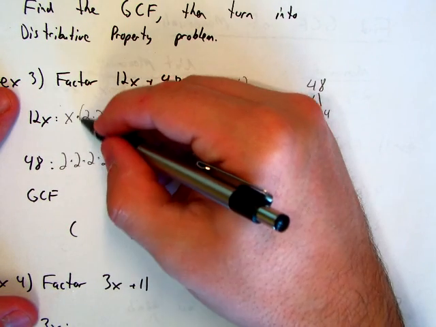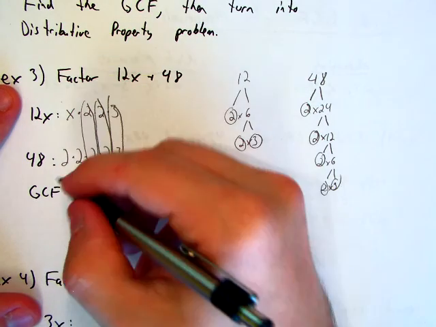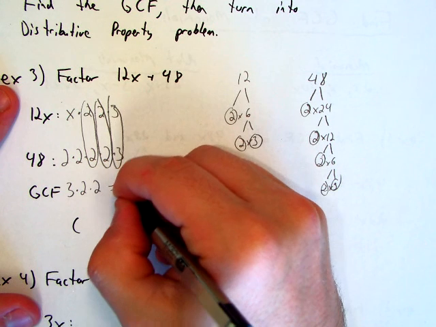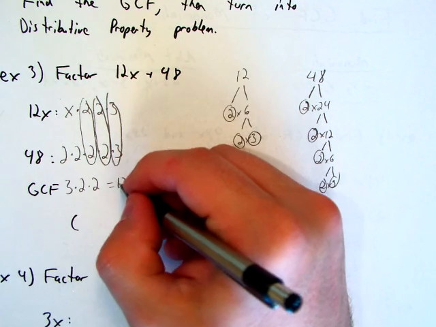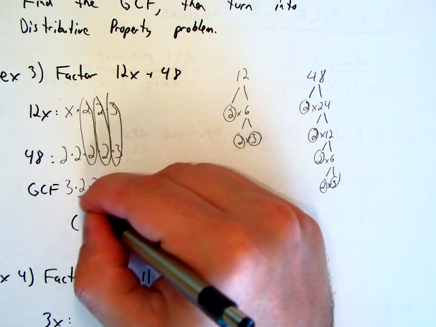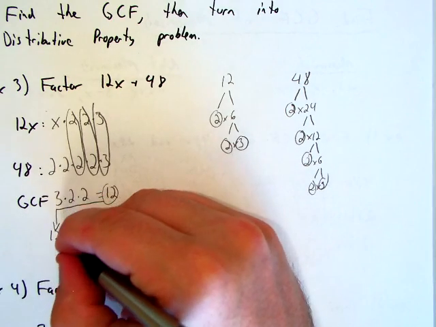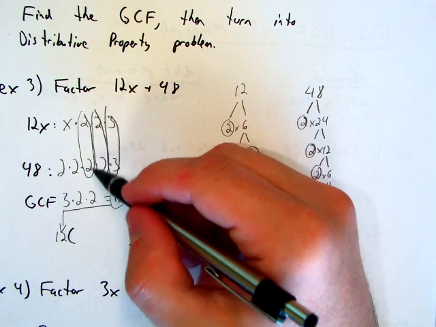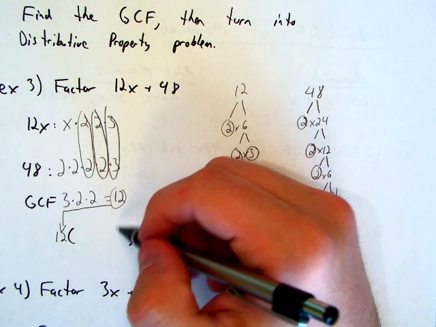What we're going to look for now is pairs. So here's a pair, here's a pair, here's a pair. So the greatest common factor would be 3 times 2 times 2, which happens to be 12. Now, this number here goes outside the parentheses. What's left, then, is what goes inside the parentheses.